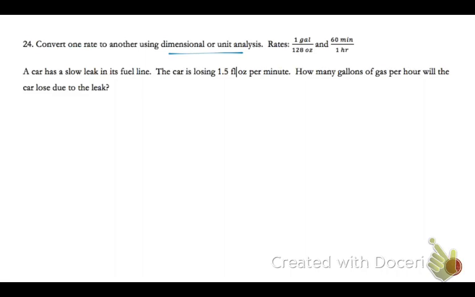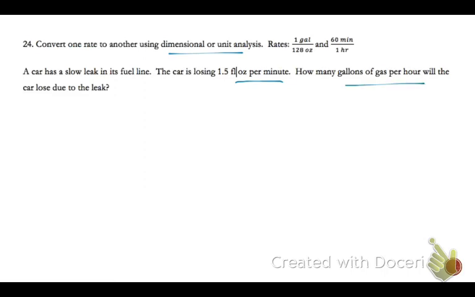So a car has a slow leak in its fuel line. The car is losing 1.5 fluid ounces per minute. How many gallons of gas per hour will the car lose due to the leak? So we need to convert ounces per minute to gallons per hour.